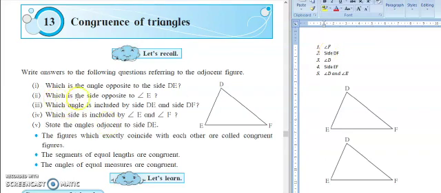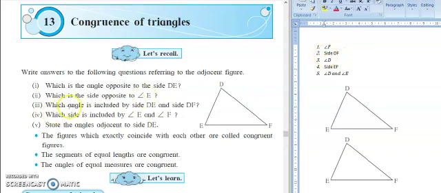Second, which is the side opposite to angle E? This is angle E. The side opposite to this angle is side DF. This side is opposite to angle E. So the second answer is side DF.